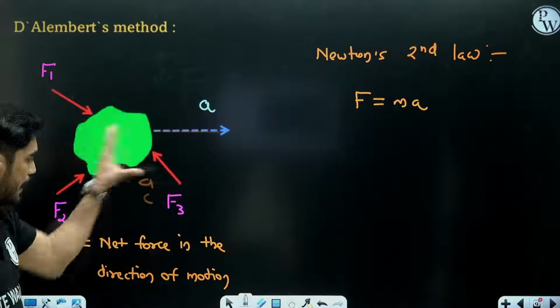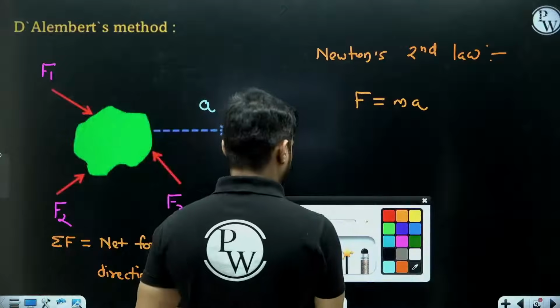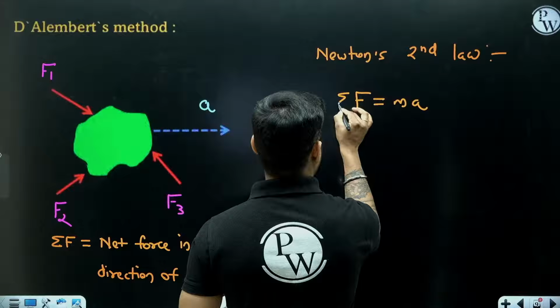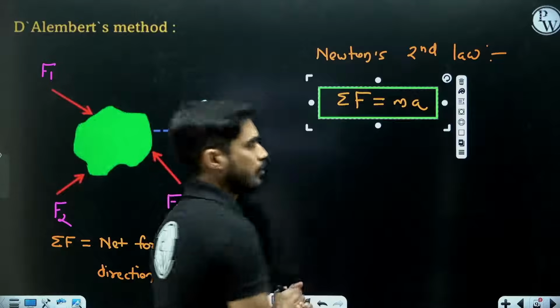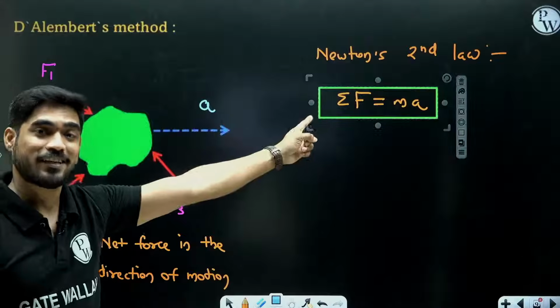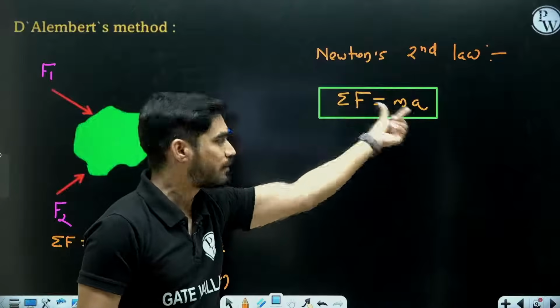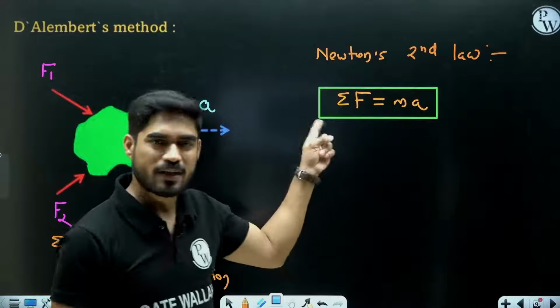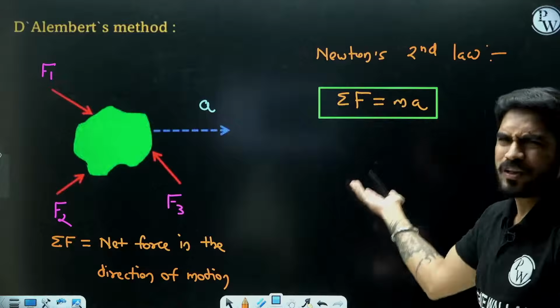So we will calculate summation of F, the net force in the direction of motion. Now the equation becomes summation of F equal to ma. Now you can use this equation to solve the problem. You got the relation between the force and motion variable. But this is not actually D'Alembert's method. This is Newton's law.